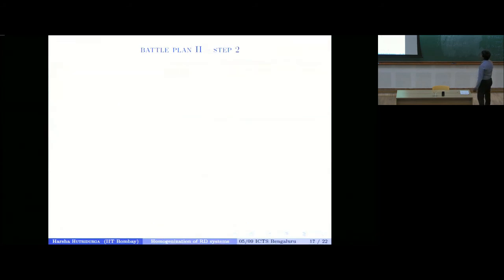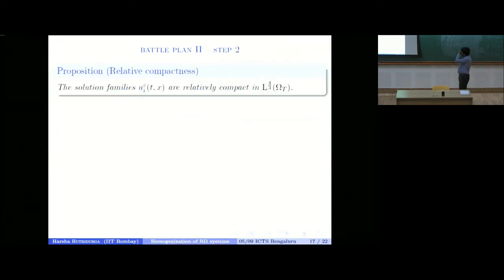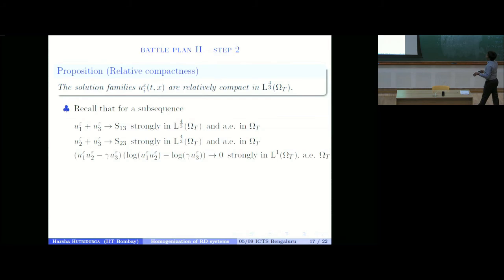Now for step 2, we have to show that each of the concentrations, not just the sums, is relatively compact in L4/3. So now you do the standard thing. We know that the sums are relatively compact, so they are strongly converging in L4/3. That means they also converge almost everywhere to some function, call it this one.